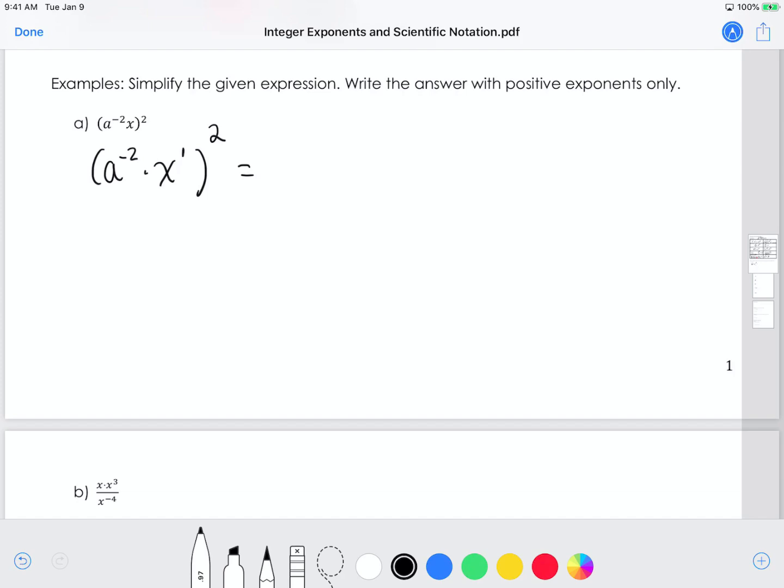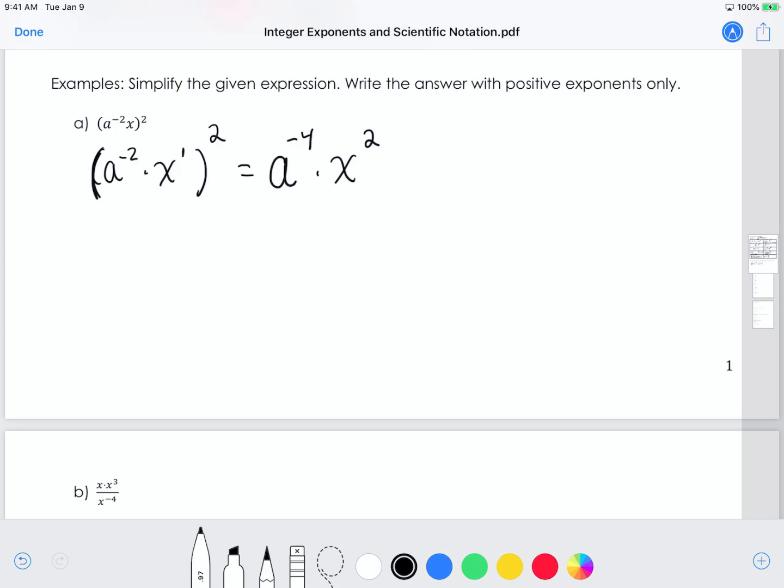So anything that's inside the parentheses that is an exponent, I have to multiply that by 2. When you raise a power to a power, you multiply the exponents. So that's going to be a to the negative 4, because we take negative 2 times positive 2. And that's going to give me x squared, because x to the first, I take that 1 times the 2, and that's going to give me a 2.